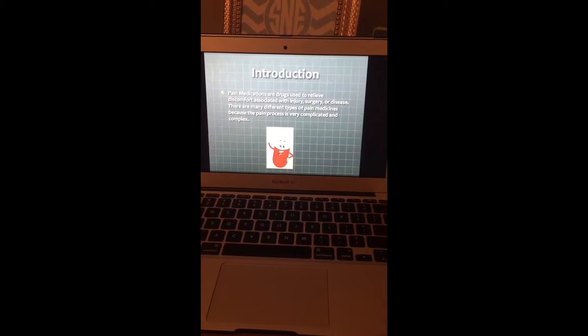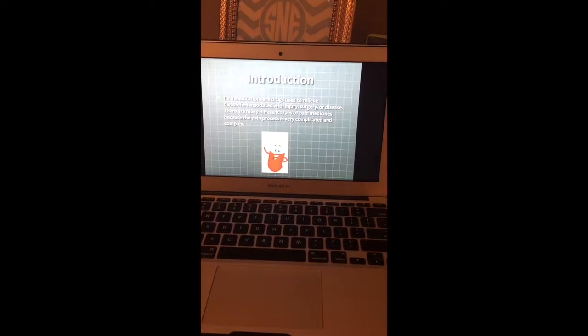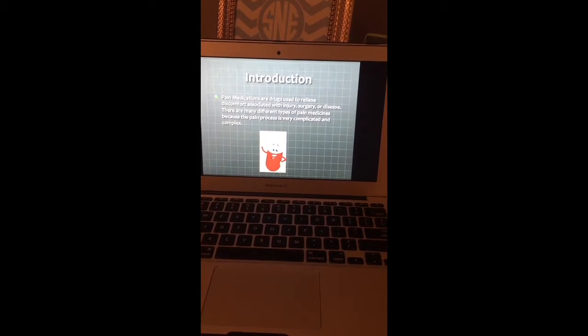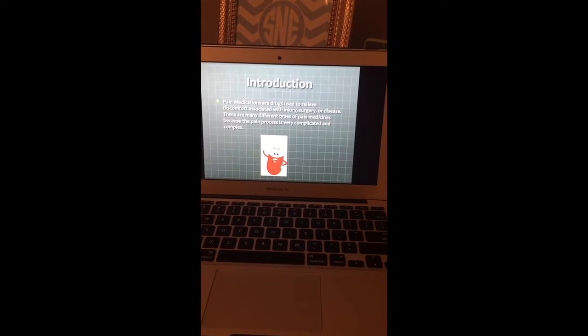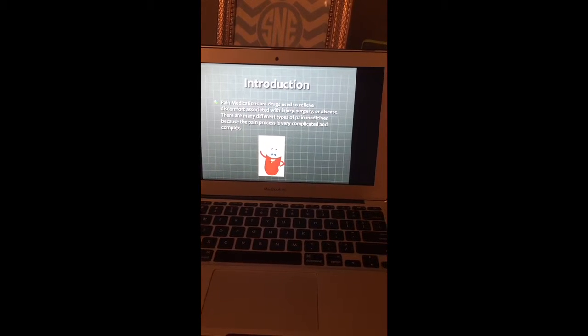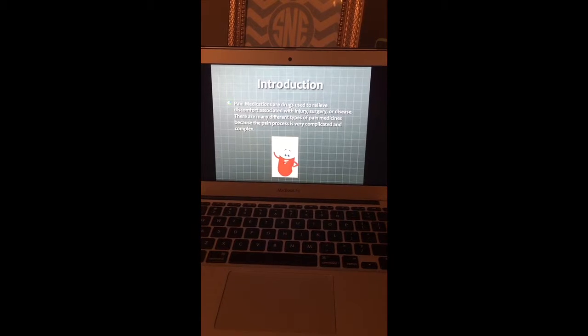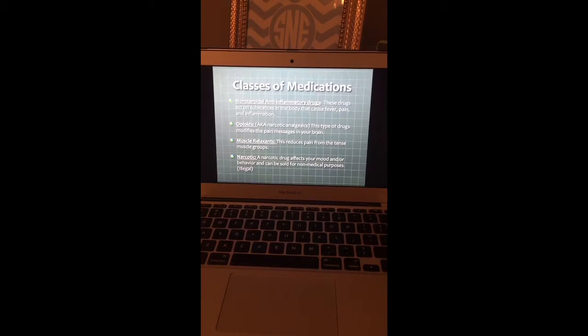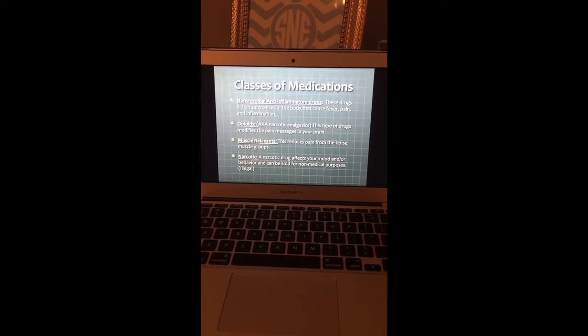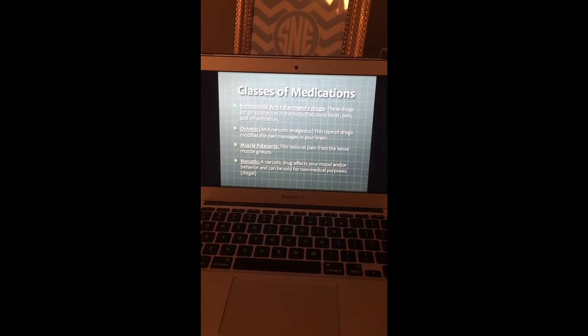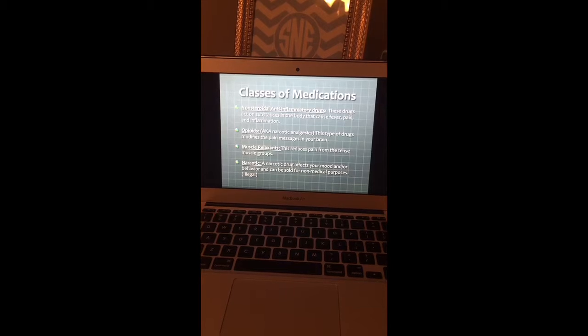Introduction. Pain medications are drugs used to relieve discomfort associated with injury, surgery, or disease. There are many different types of pain medications because the pain process is very complicated and complex. Classes of medications. Non-steroidal anti-inflammatory drugs. These drugs act on substances in the body that cause fever, pain, and inflammation.